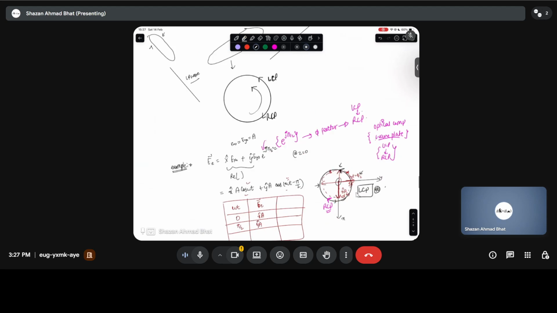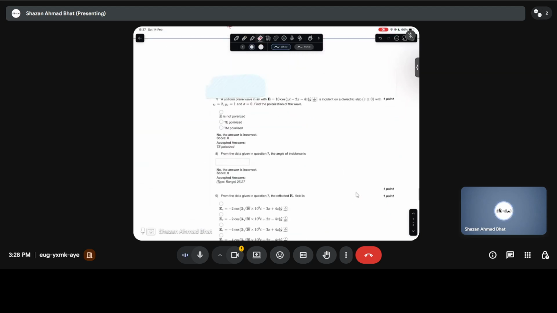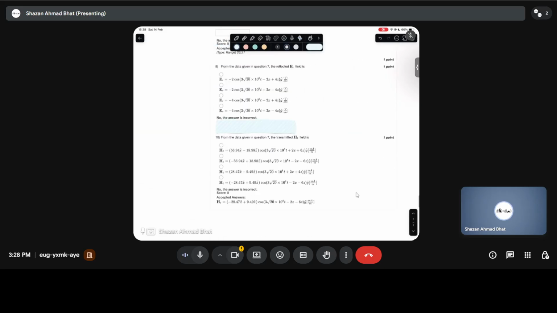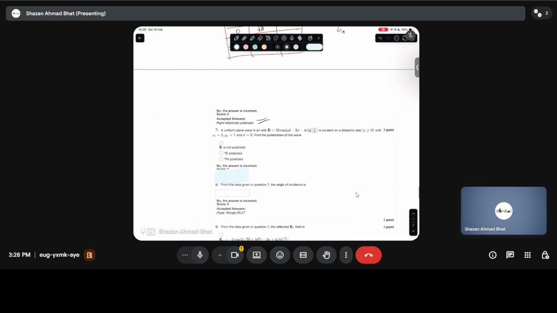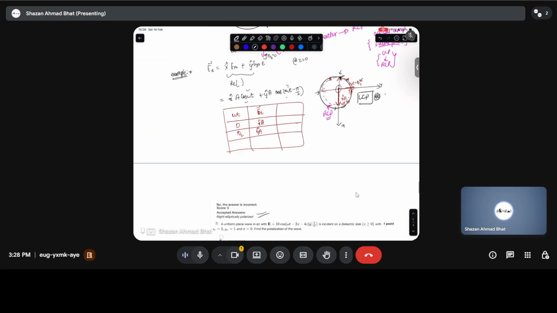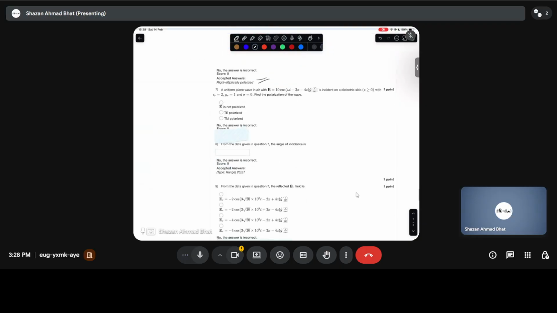Okay, so let's remove this. So the answer is elliptically polarized light. So let's take this particular thing. Okay, so now what are the other questions? Just give me a moment.